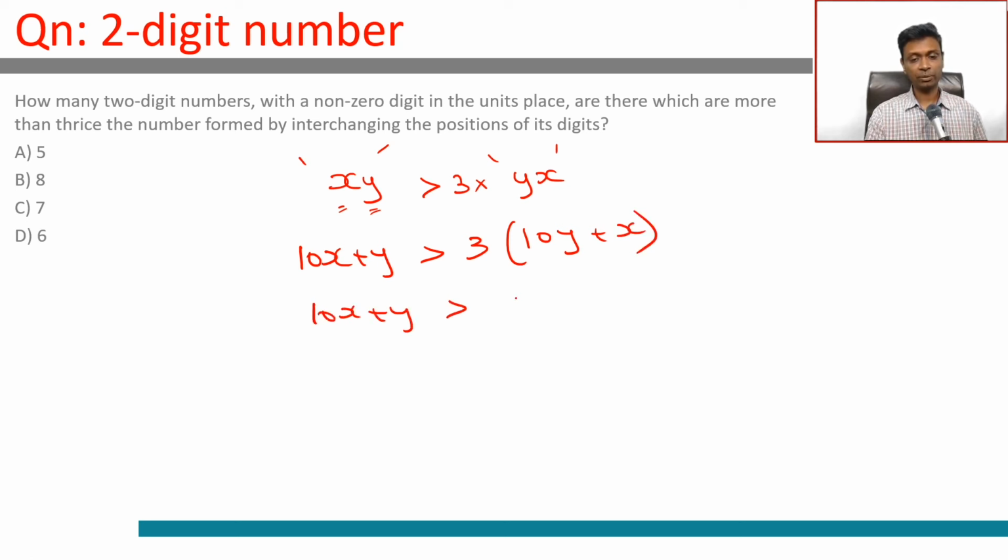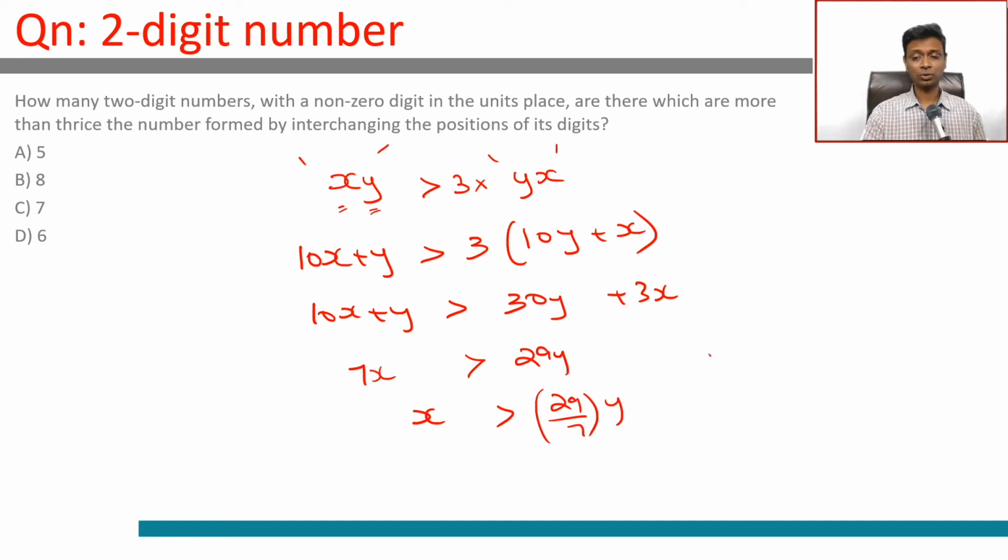10x plus y is greater than 30y plus 3x, or 7x is greater than 29y, x is greater than 29 by 7 y. 29 by 7 is a little more than 4, so x is greater than 4y. Right, so we're looking at two digits where x is greater than 4y, a little more than 4y, so we'll have to be a little careful with the numbers.